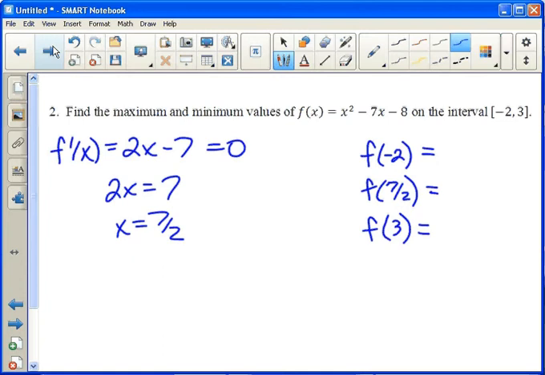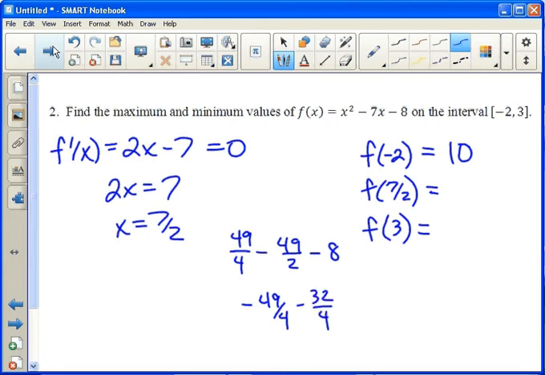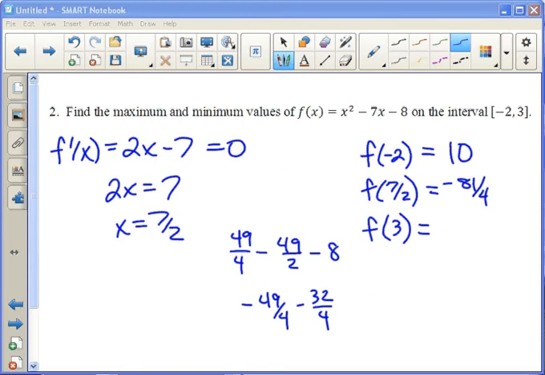If I plug in negative 2, that should give me 4 plus 14 minus 8. I think I'm getting 10. Let's see. Yes. And if we plug in 7 halves, that's going to be 49 fourths minus 49 halves minus 8. So that's negative 49 fourths minus 32 fourths. Oh boy, I'm getting negative 81 over 4. Let me double check that real quick. Yes, that's right. It's also negative 20.25 if you prefer the decimal.